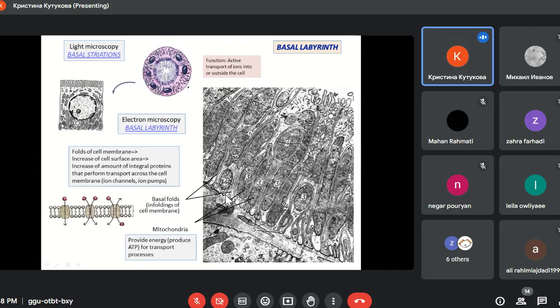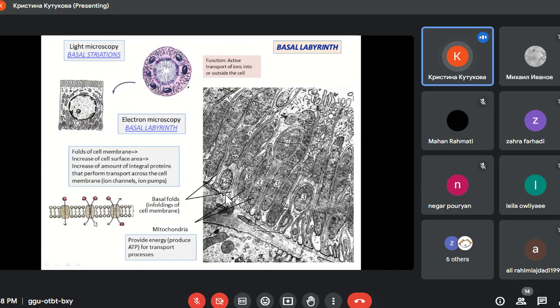Now, why does the membrane make folds here? To increase cell surface area, to increase the amount of integral proteins that perform functions of transport of ions. So, to increase the amount of ion channels or ion pumps. Ion pumps, unlike ion channels, use ATP molecules to make it possible for ions to pass through the membrane, and they help the active transport, the transport of ions against the concentration gradient.